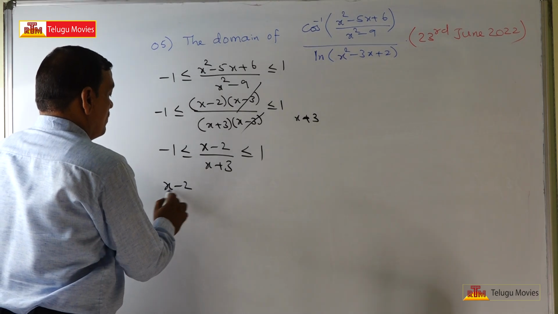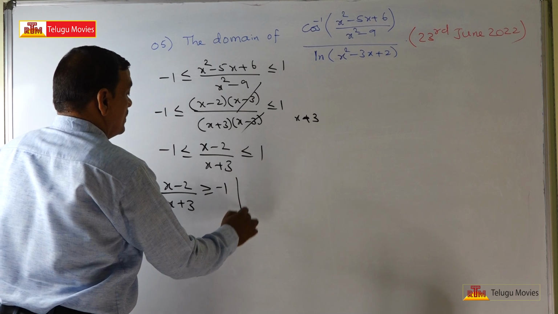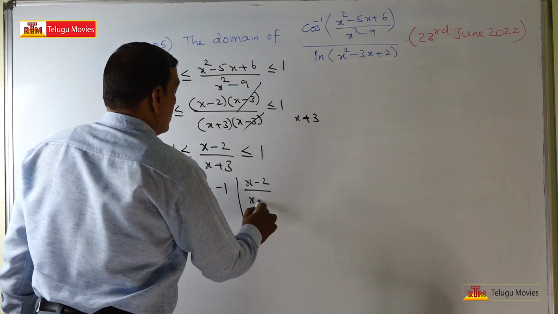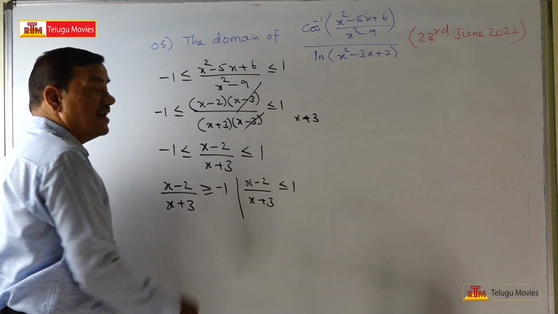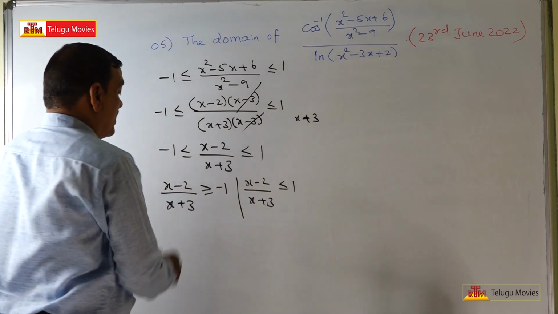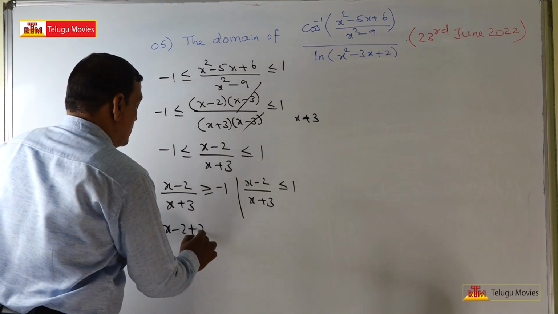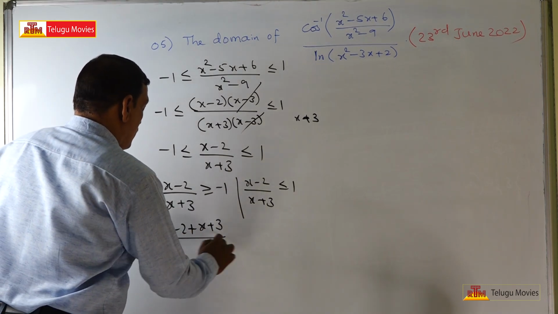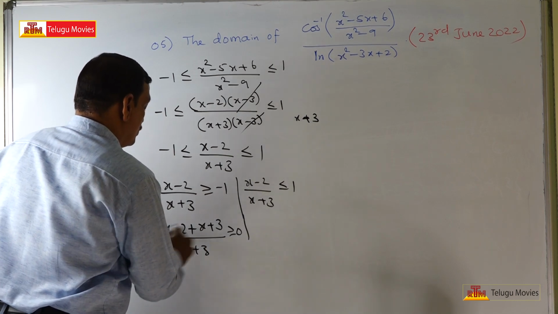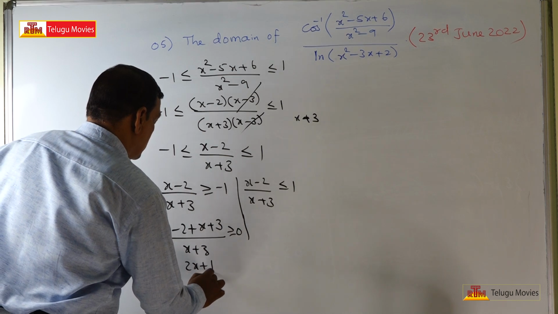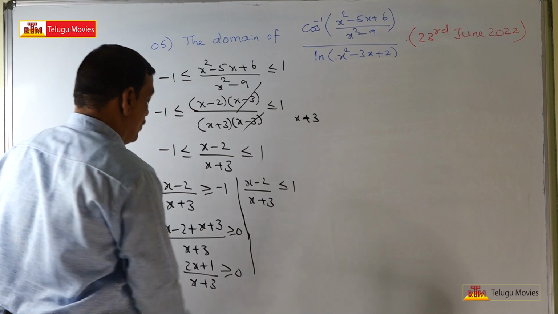So this is x minus 2 upon x plus 3 greater than or equal to -1, and x minus 2 upon x plus 3 less than or equal to 1. Now take -1 to the left hand side, that will become +1. Take the LCM, that is x minus 2 plus x plus 3 by x plus 3 greater than or equal to 0. So this is 2x plus 1 upon x plus 3 greater than or equal to 0.